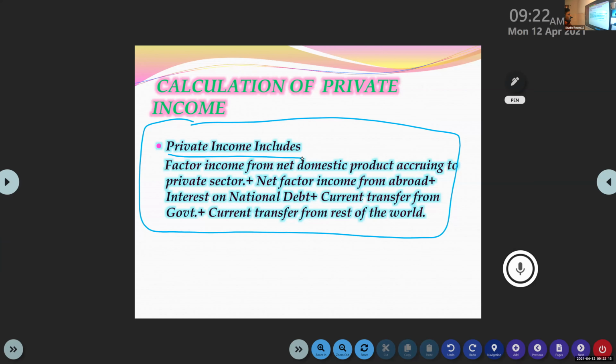Private income: factor income from net domestic product accruing to the private sector plus net factor income from abroad plus interest on national debt plus current transfer from government plus current transfer from the rest of the world.